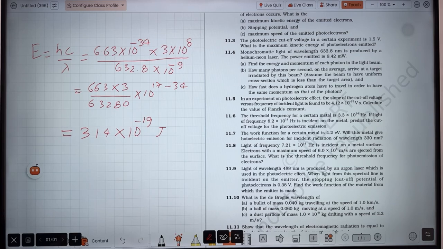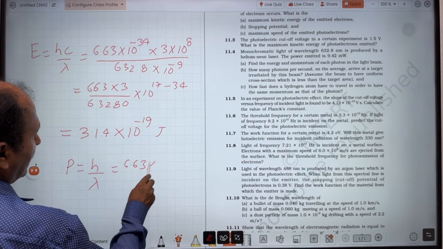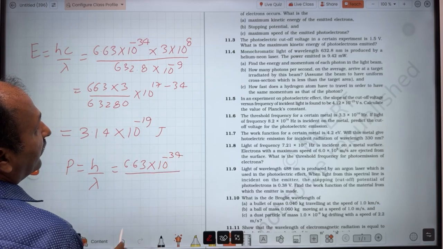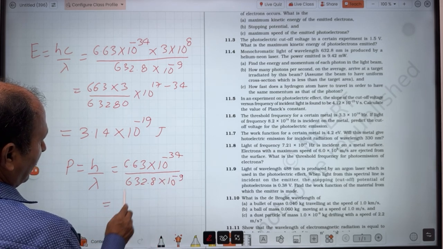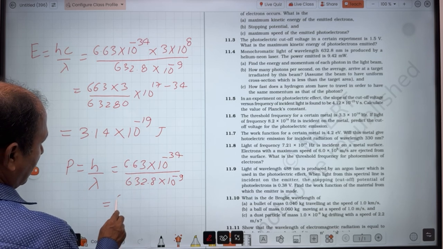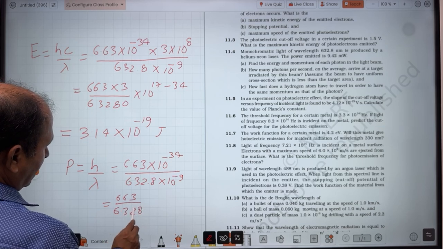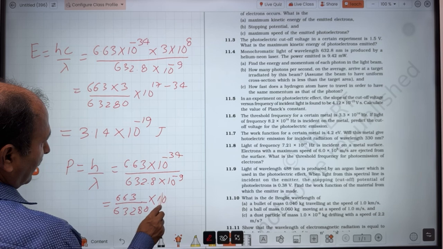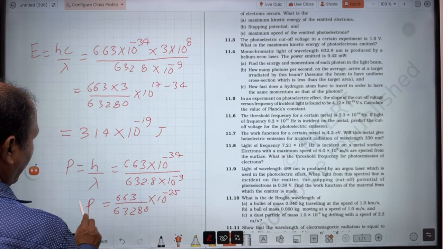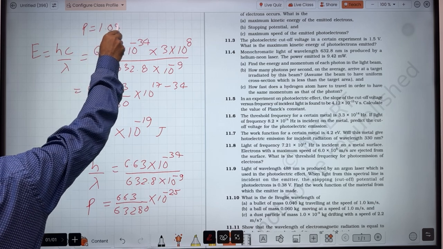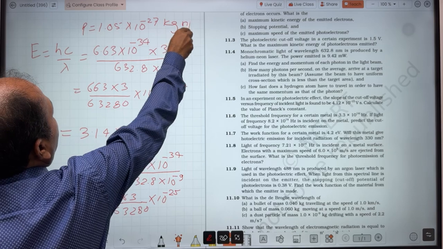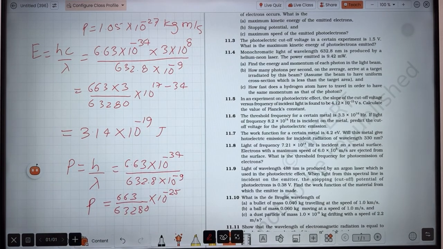And the next part is we have to find out momentum P equal to h upon lambda. So what is h? What is lambda? h is 6.63 into 10 to the power minus 34, and lambda is given in our question as 632.8 into 10 power minus 9. We can remove the decimal places: here one place, here two places. So 663 divided by 63280 into 10 to the power, from here this will be minus 25. Further we can simplify, so we will get 1.05 into 10 to the power minus 27. So P will be 1.05 into 10 to the power minus 27 kg meter per second, correct? So this is the value of momentum.